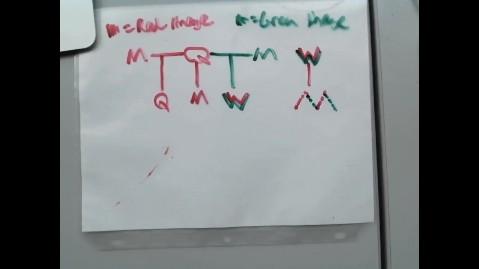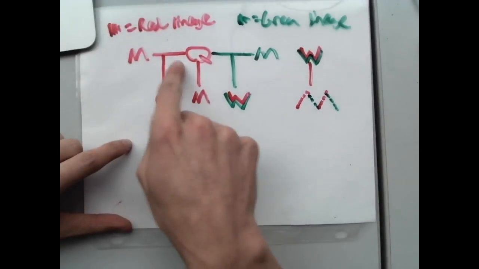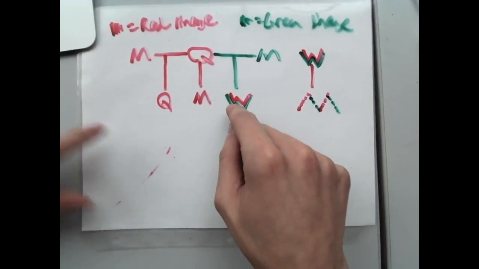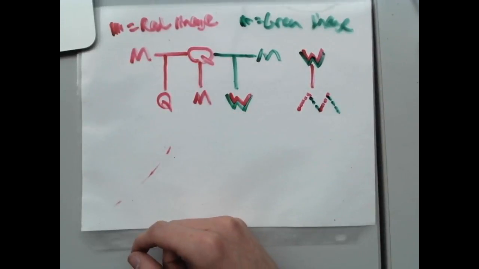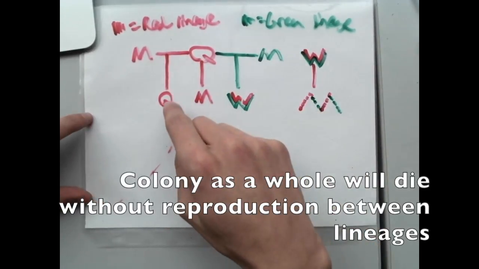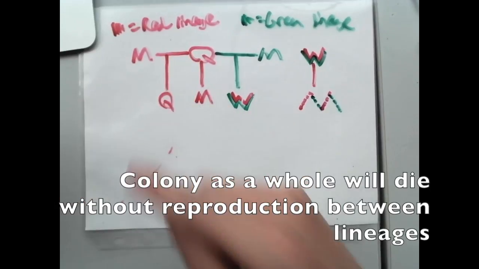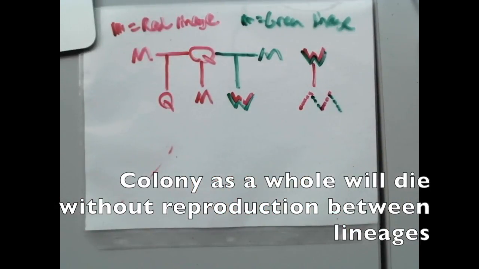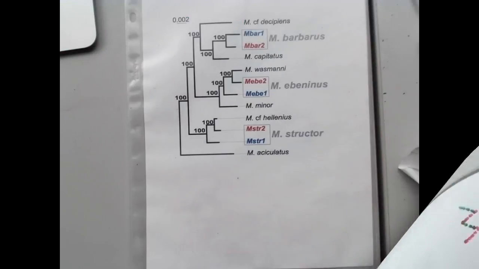Okay, cool. So as a result, if queens only mated with males of their own lineage, no workers, right? So if this only happened, we wouldn't get any workers. And if queens only mated with males from the other lineage, so if they only produce workers, then no queens would be produced. And both scenarios in this case would lead to the infertility and eventual death of the colony.